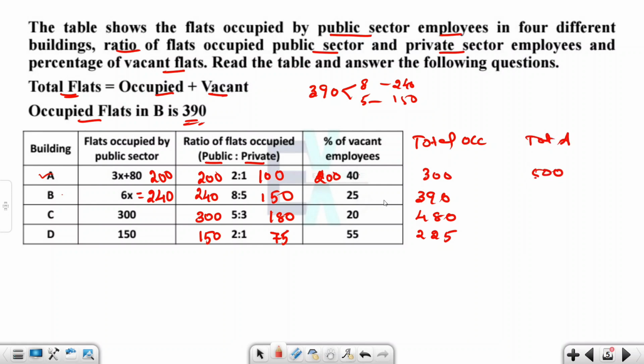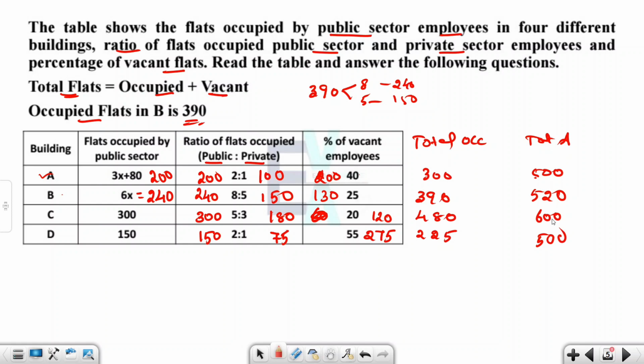Next 390 is 75%, 130 will be 25%, so total will be 520. Next 480 is 80%, 120 will be 20%, so 600 will be total. Next 225 is 45%, so 55% will be 275, so overall will be 500. Okay, done. Overall will be 500. So this is the data they have given. So based on the data, we are going to solve some questions.